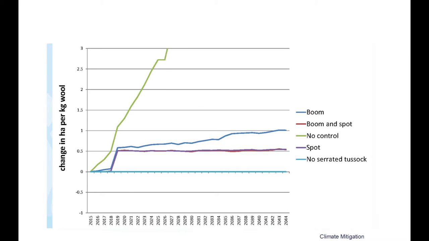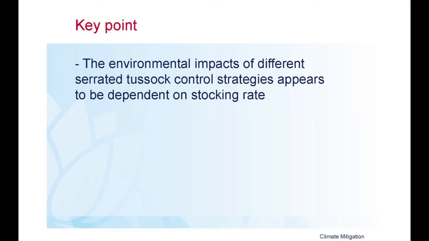Once again, if we look at land use at 6 DSE, no control's going through the roof. And then these are almost pretty much the same, but boom spraying is going to take a little bit more land to produce a kilo of wool. Righto, so the key point from this is that the environmental impacts of different strategies are dependent on your stocking rate.